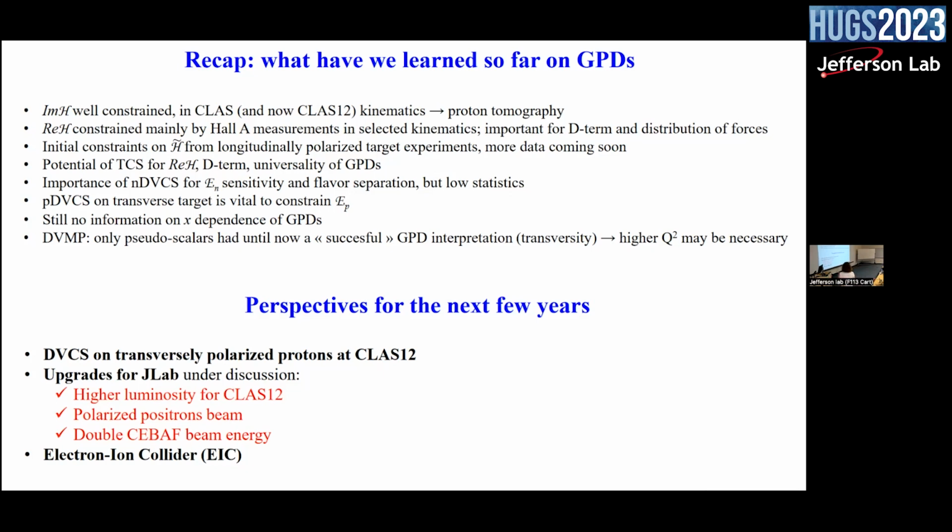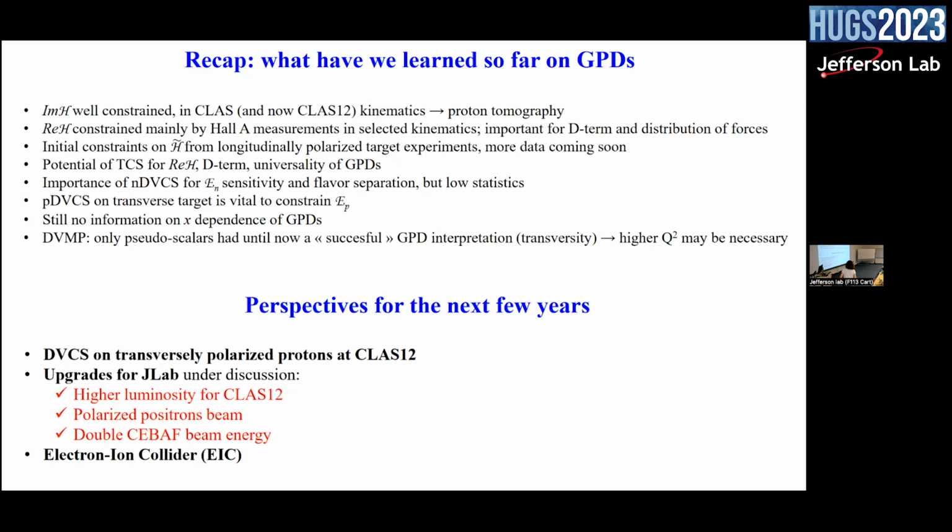So what we have learned so far on GPDs: we have brought a lot of constraints on the imaginary part of H, with the measurements done in CLAS, CLAS12 and Hall A as well. And this allowed us to do the tomography of the proton. We also have constraints on the real part of H, mainly by the cross-sections measured in Hall A. And we saw the importance of the real part of H for the extraction of the D term and the pressure of the proton.